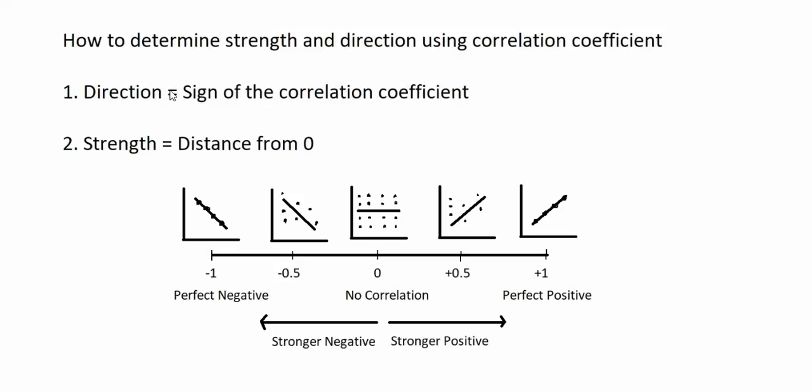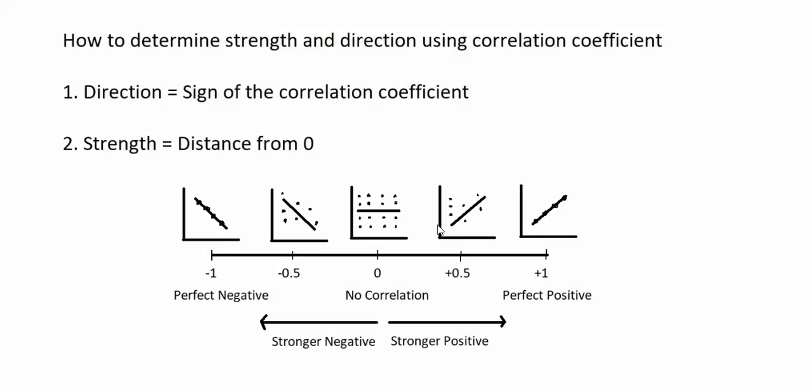So the direction of the correlation is just the sign of the correlation coefficient, and the strength is the distance from zero. In other words, if the correlation coefficient comes out to a negative number, then the correlation is negative in that set of data. If the correlation coefficient comes out to a positive number, the correlation is positive. And if the correlation comes out to zero, it's no correlation. And a correlation coefficient further from zero in either direction indicates a stronger correlation.